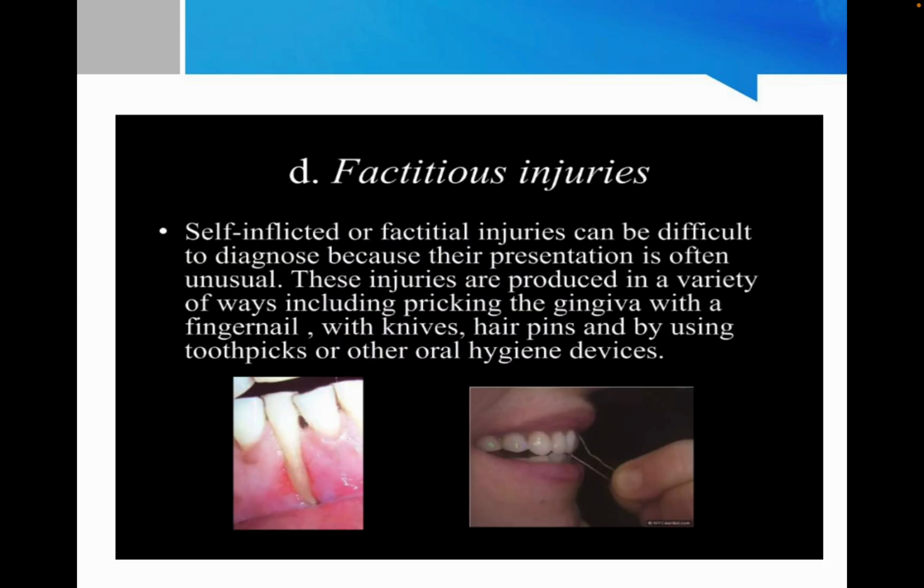Apart from these, factitious injuries like self-inflicted injuries can be difficult to diagnose because their presentation is often unusual. These injuries are produced in a variety of ways, including pricking the gingiva with a fingernail, with knives, hairpins, and by using toothpicks or other oral hygiene devices.